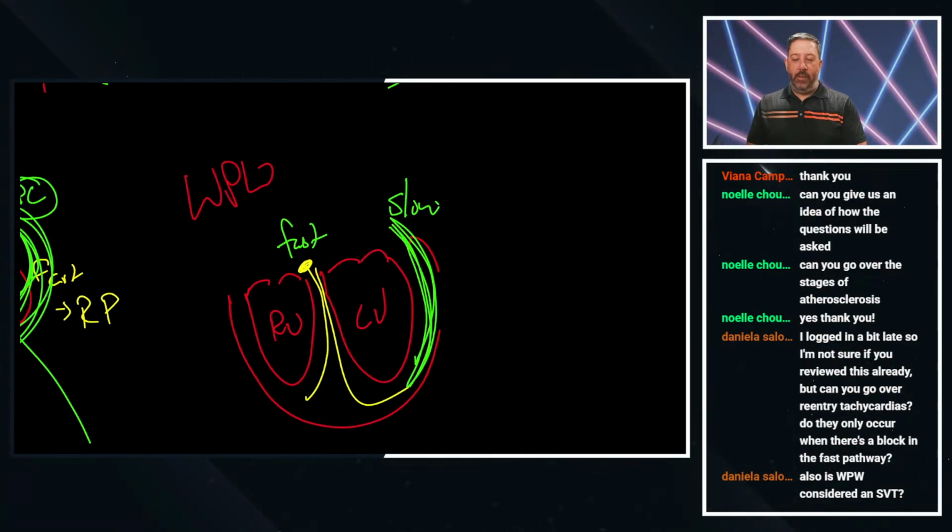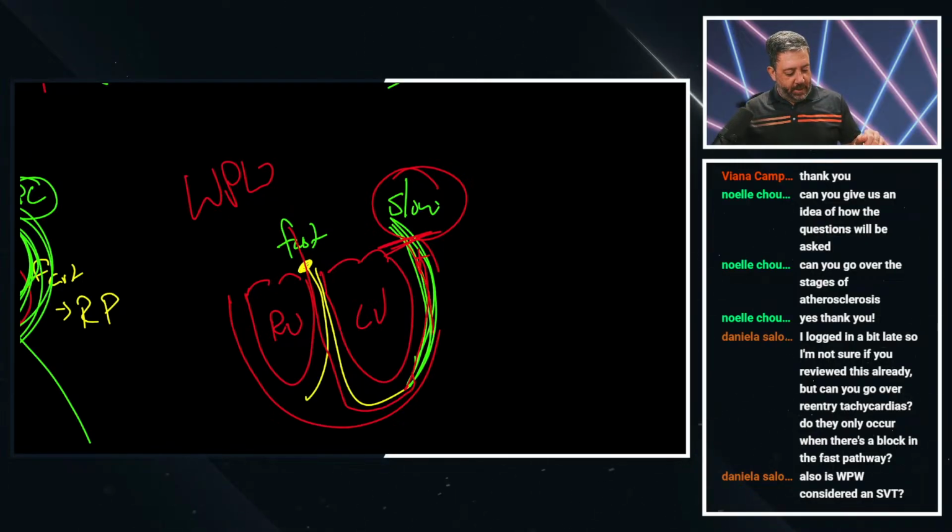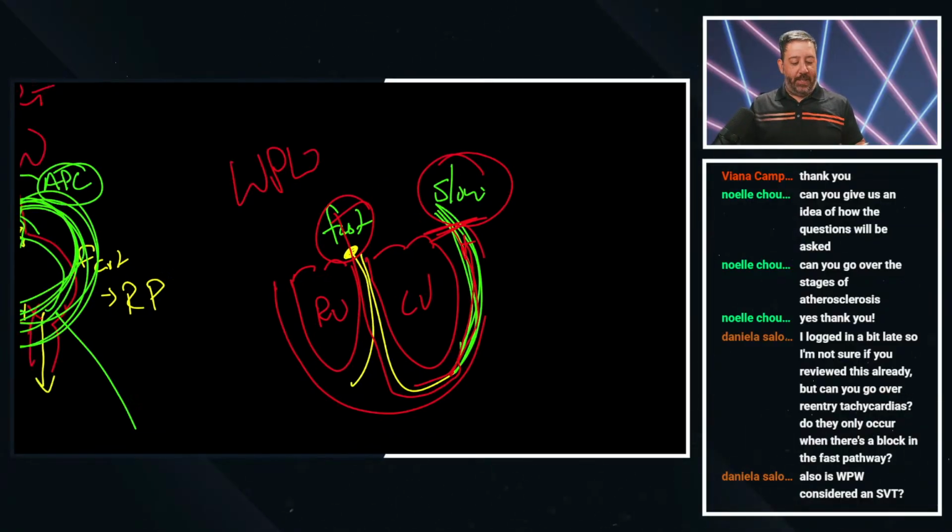Same thing with WPW. Normally, the beat comes down, and by the time it gets up to this accessory pathway, it's in its refractory period. It's not going to do anything. But if an abnormal beat happens at the right time, when this pathway sends the signal down, now the fast pathway is excitable. Same exact thing on this side.